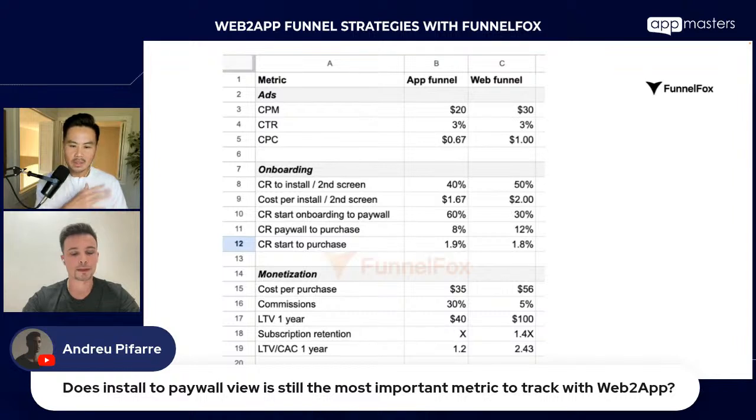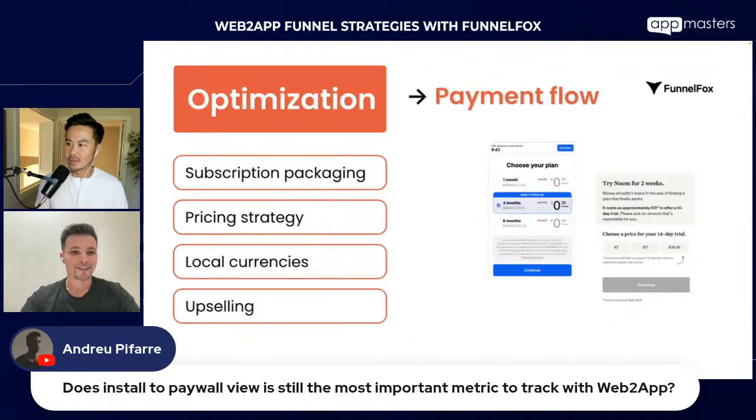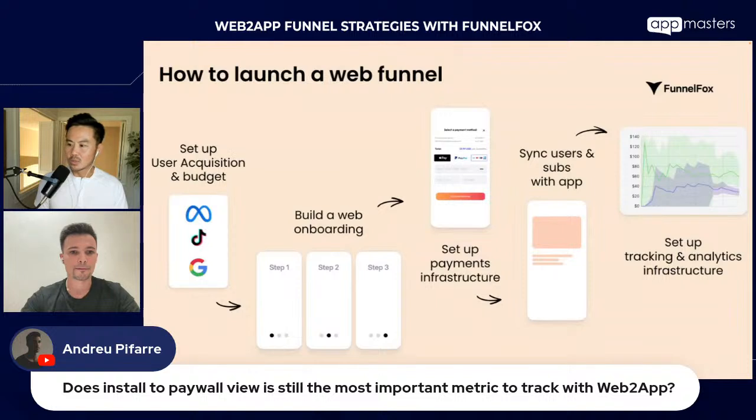Because what I've been saying is, obviously the install to paywall view is the most important metric, because you can't get somebody to buy if they're not actually making it through the entire web funnel, right? So I think that's what the question was: should we try to optimize this to make sure that most of the traffic is seeing this?